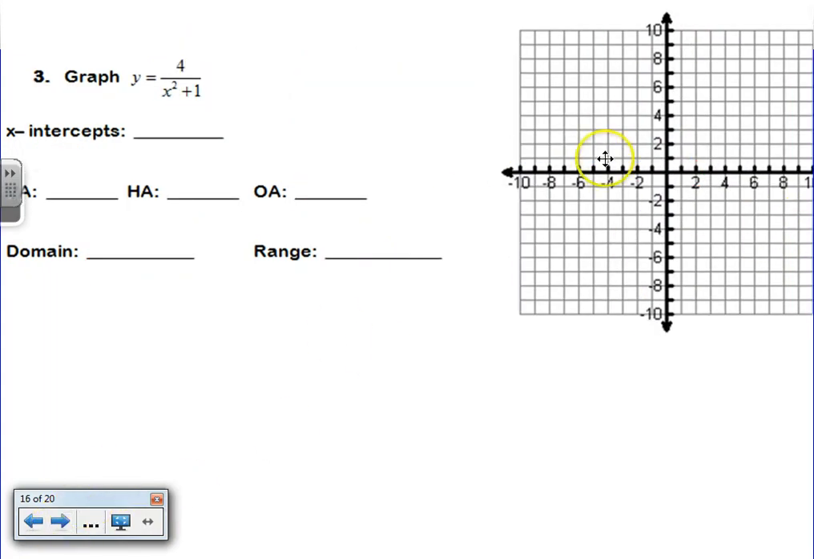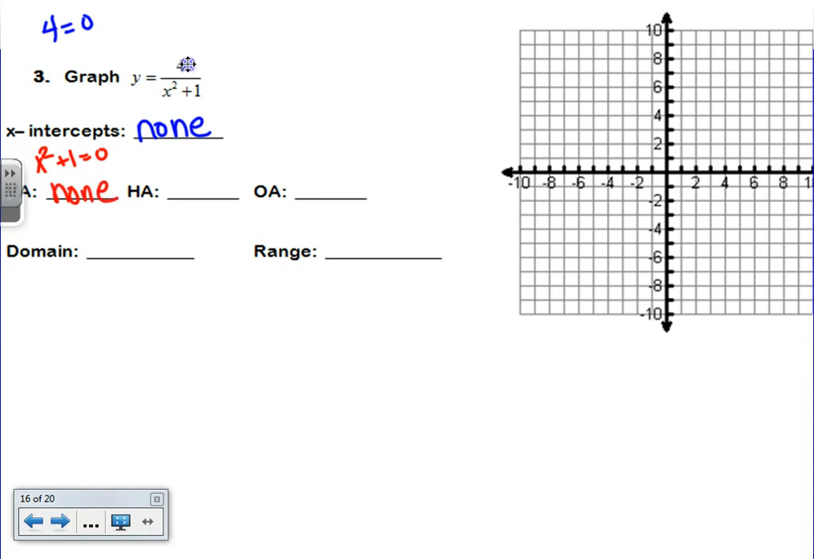Okay, the x-intercept for number 3. Normally I take my numerator and try to set it equal to 0, but if you notice, there is no x value in that numerator. So 4 can never equal 0, therefore there is no x-intercept in this problem. Now for your vertical asymptote, I would try to set my denominator equal to 0 and solve, but as you see here, we're going to end up square rooting a negative 1, which gives us i's. We can't graph i's in this chapter, so there's actually no vertical asymptote either.